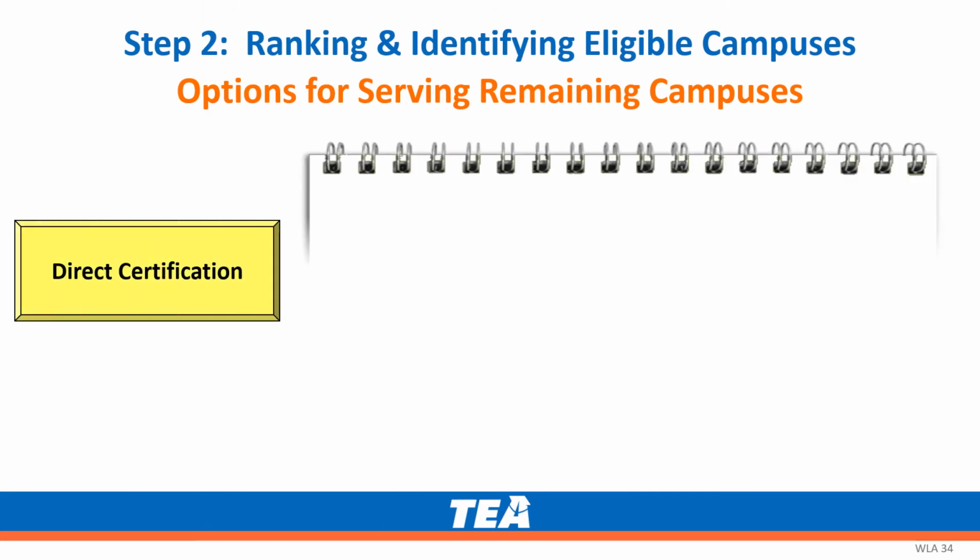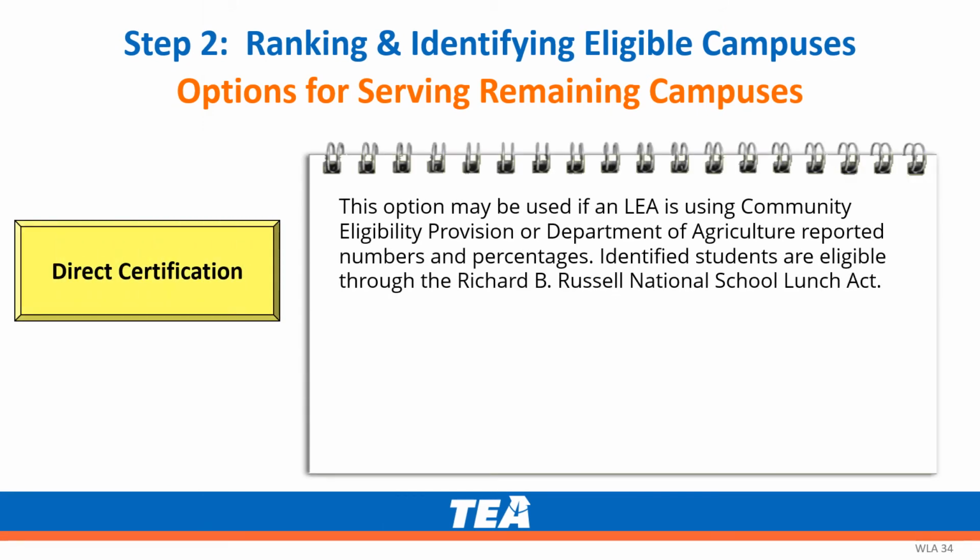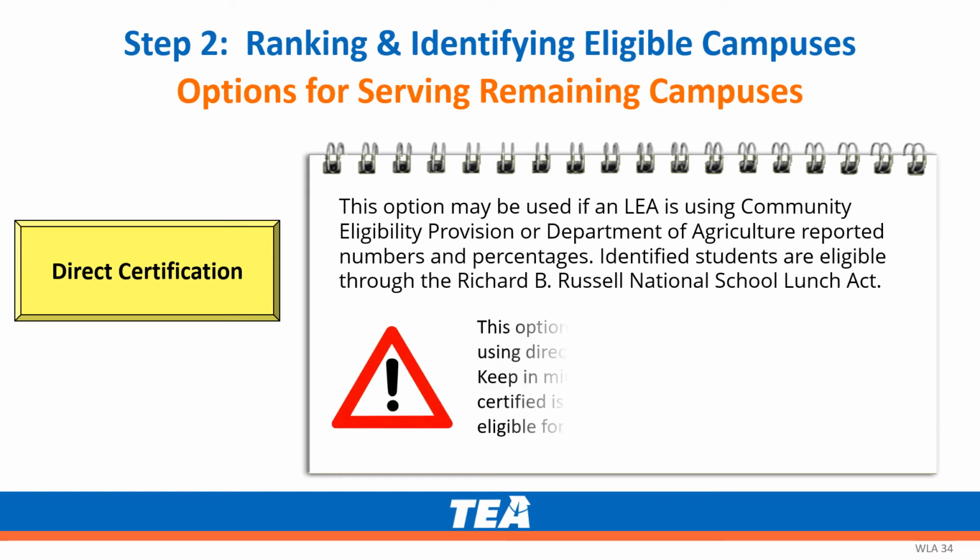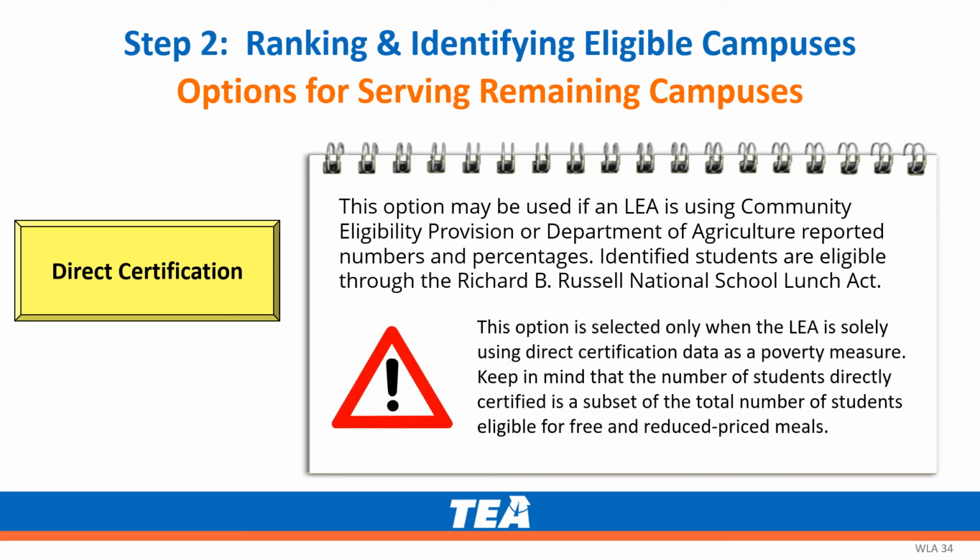The final option we will take a look at is the direct certification option. This option may be used if an LEA is using Community Eligibility Provision or Department of Agriculture reported numbers and percentages. Identified students are eligible through the Richard B. Russell National School Lunch Act. This option is selected only when the LEA is solely using direct certification data as a poverty measure.